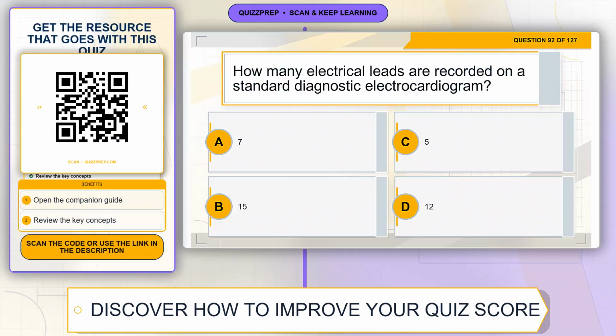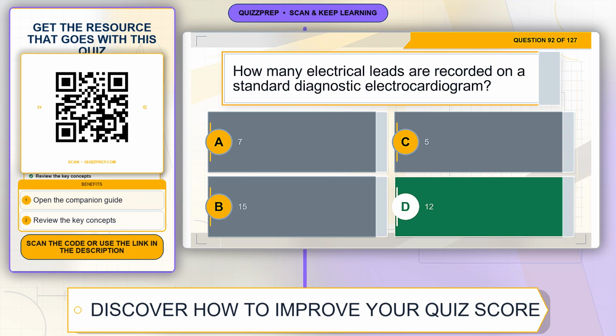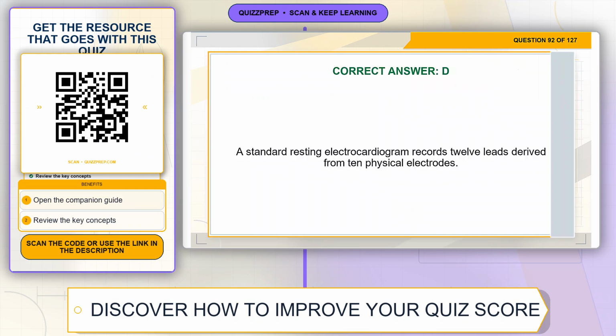Question 92. How many electrical leads are recorded on a standard diagnostic electrocardiogram? Option A, 7. Option B, 15. Option C, 5. Option D, 12. The correct answer is option D, 12. Explanation. A standard resting electrocardiogram records 12 leads derived from 10 physical electrodes.